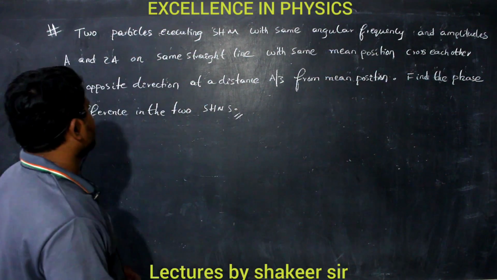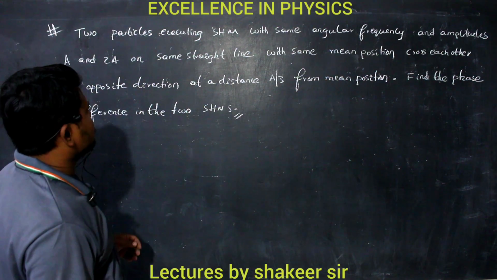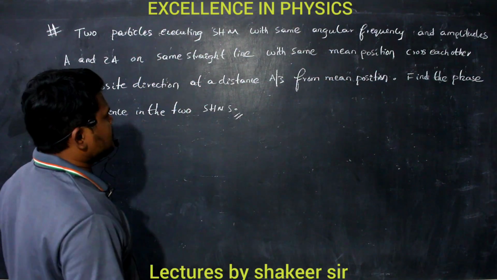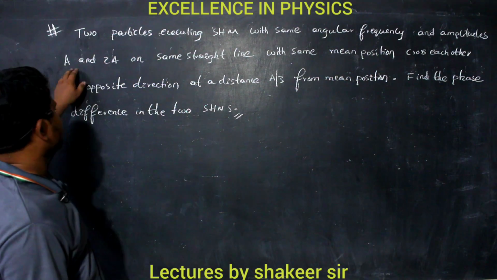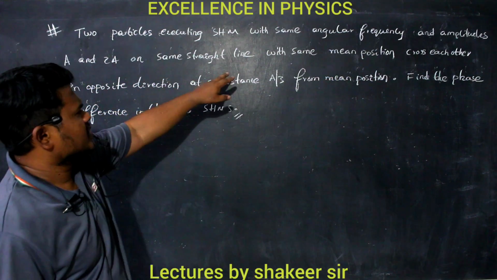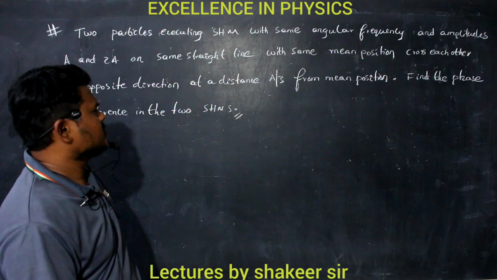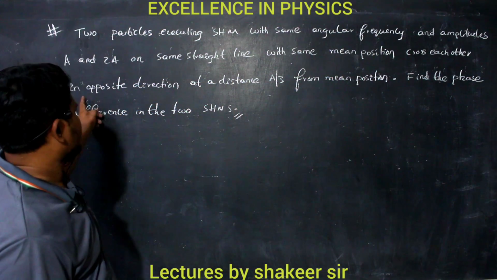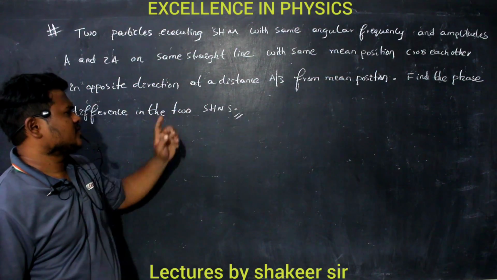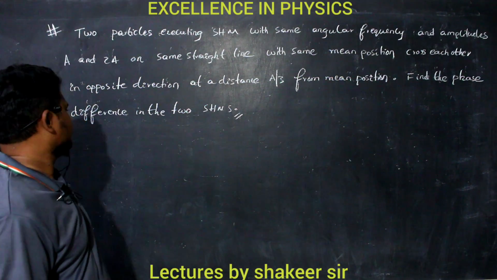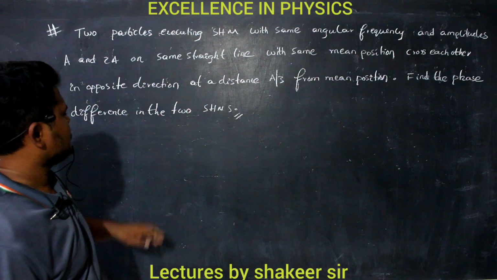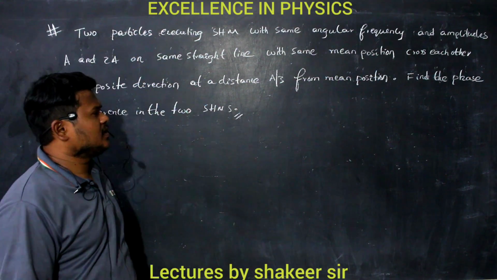Now let us see this question. Two particles executing SHM with the same angular frequency and amplitudes A and 2A on the same straight line with the same mean position cross each other in opposite directions at a distance of A by 3 from the mean position. Find the phase difference in the two SHMs. That is the question. Clear?